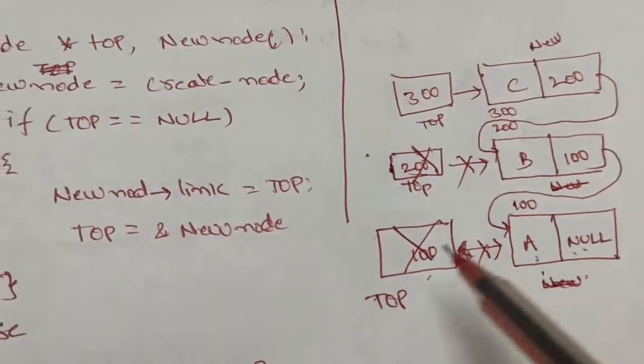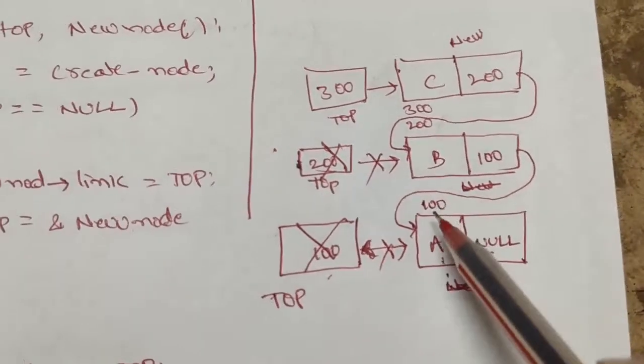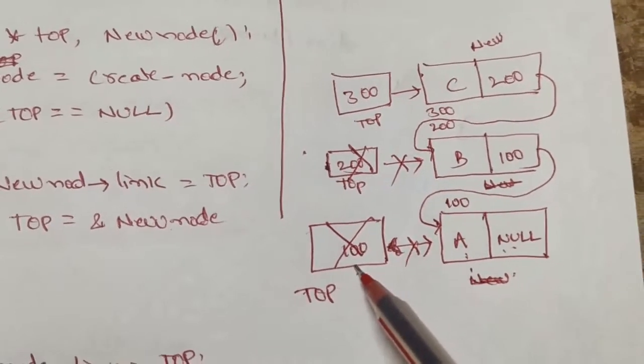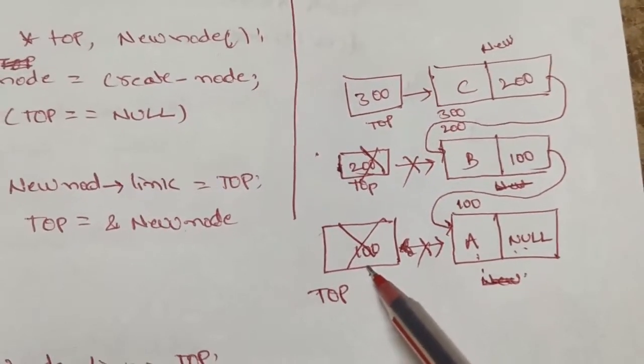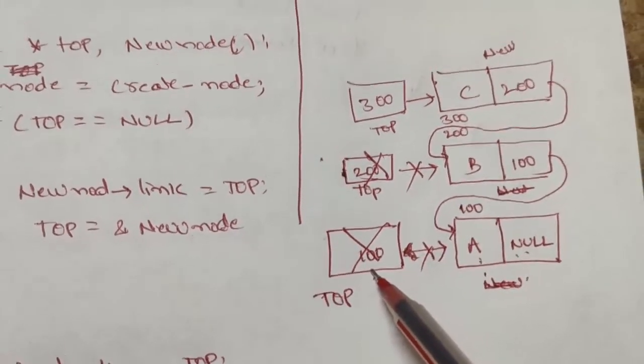And top equal to ampersand new node. We know that the address of the new node is 100. The 100 is transferred to the top. Right? So the first node is created. Suppose we would like to create another node.